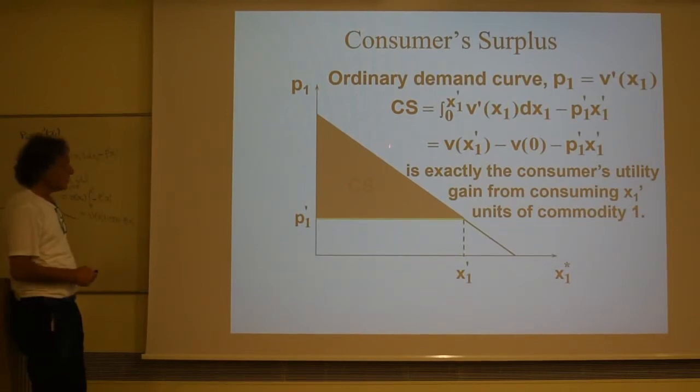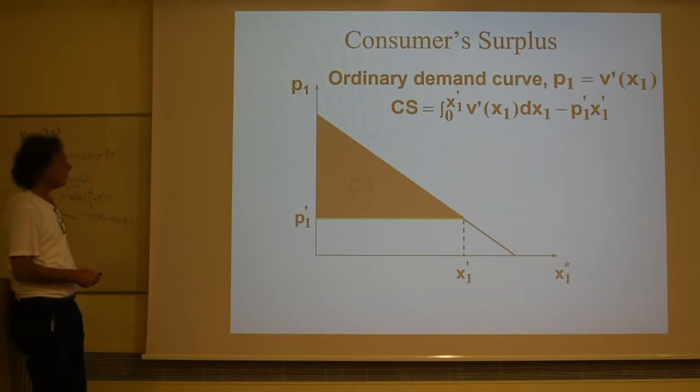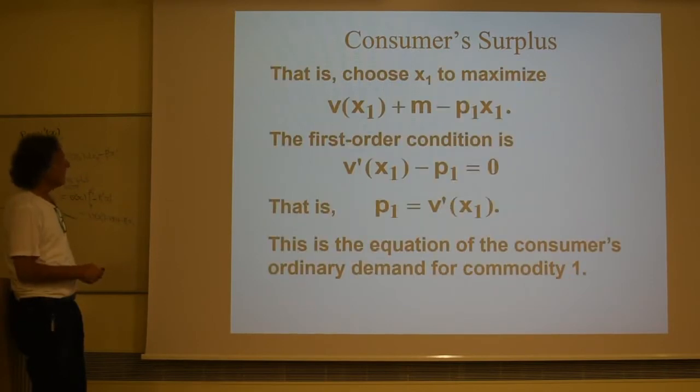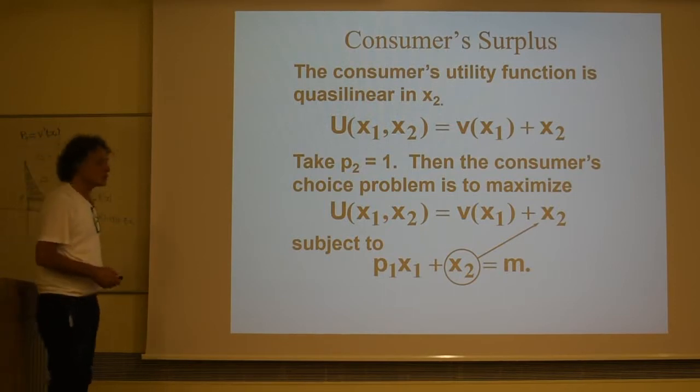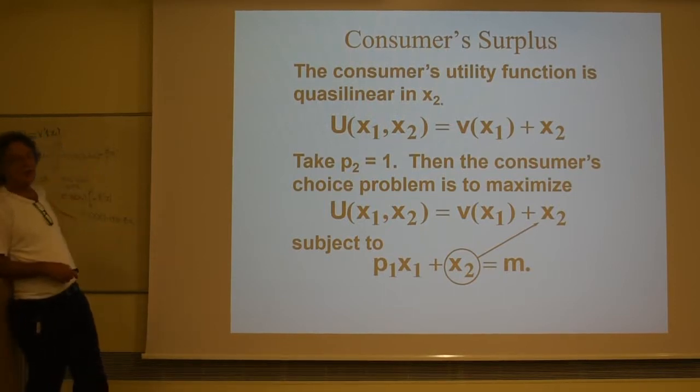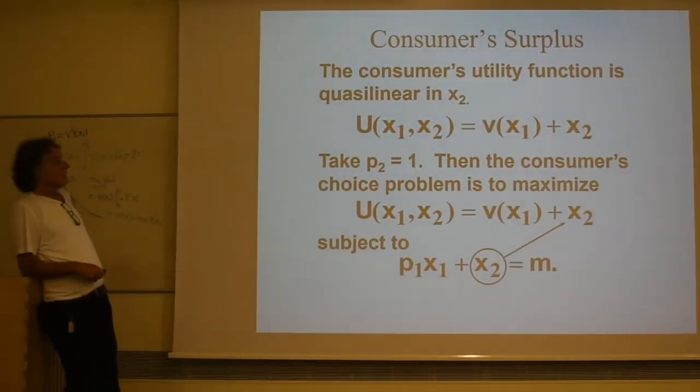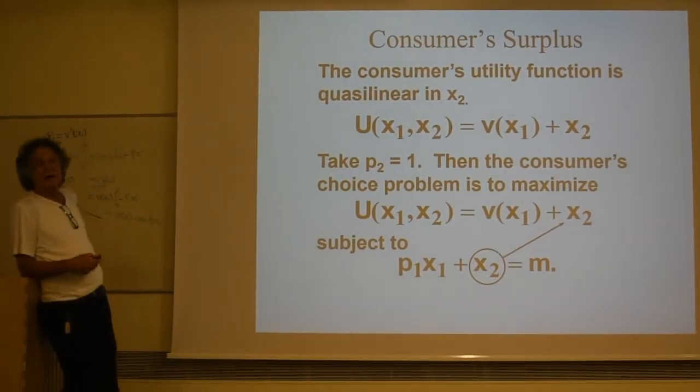And this consumer surplus is exactly the consumer's utility gain from consuming X1 prime units of commodity 1. Under the assumption that we are talking about such a utility function, it doesn't matter whether you measure sequentially or simultaneously the way you buy the units, it will give you the same outcome, because of the property of this utility, that there's no income effect.